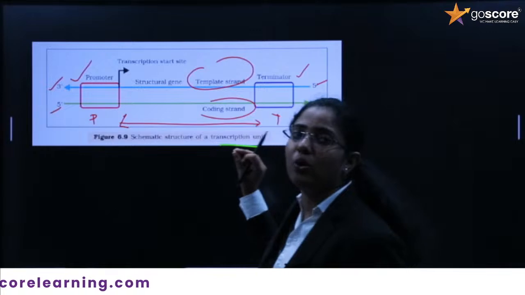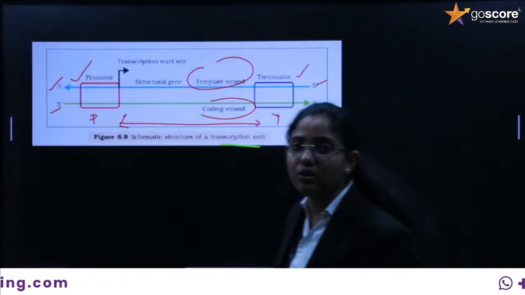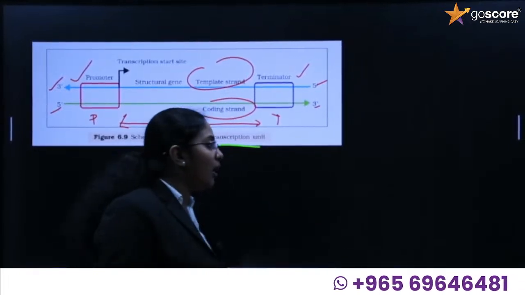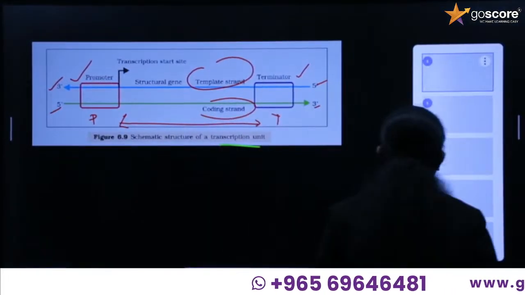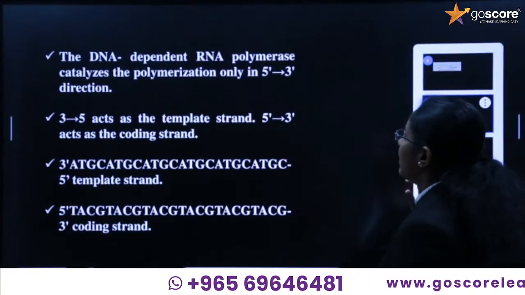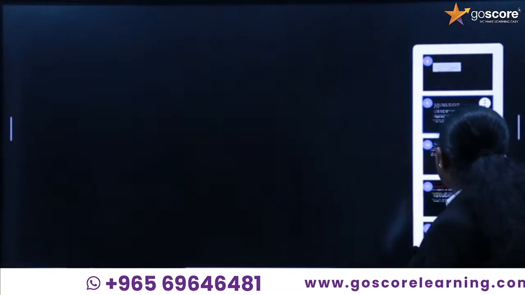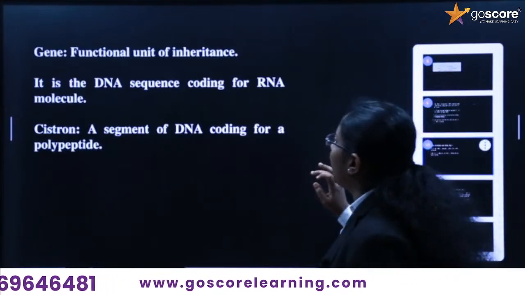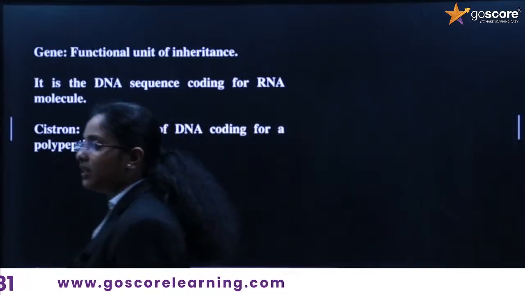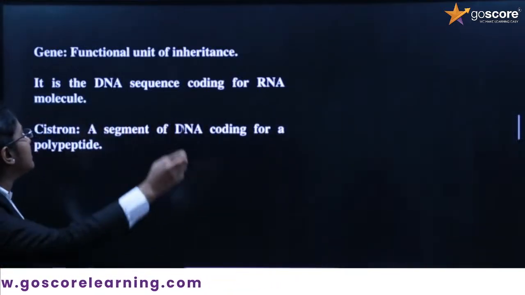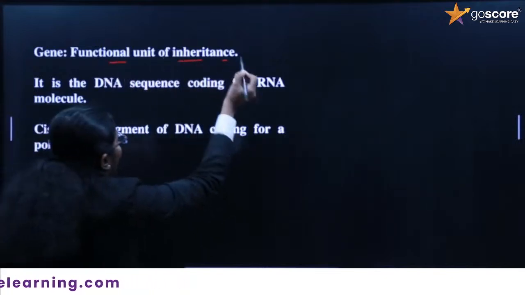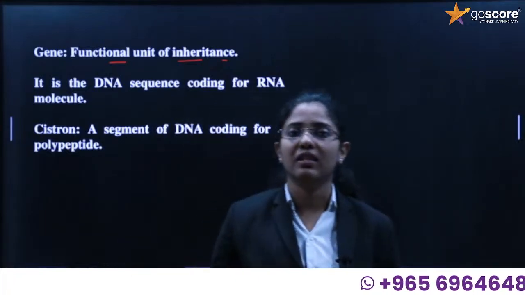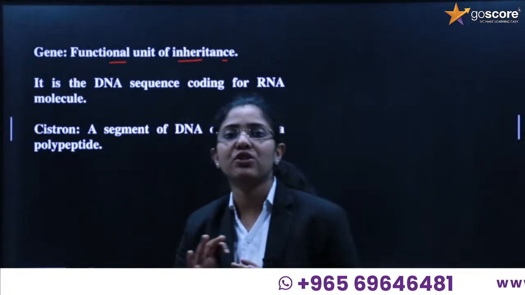From this structure, what is produced? An RNA is synthesized. Let's see how this RNA is synthesized. Before going into that, we have to study some terms. That is gene. What is a gene? It is the functional unit of inheritance. From the smaller classes onwards, we are studying what a gene is, right?